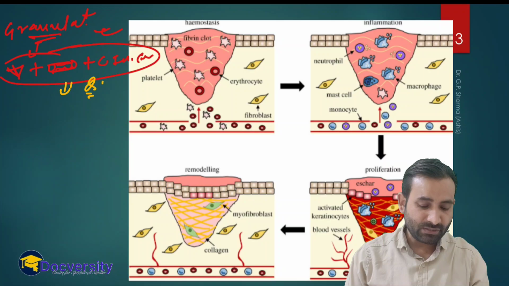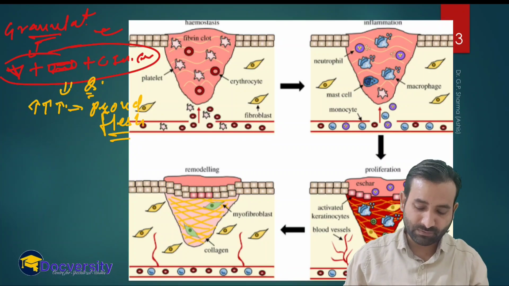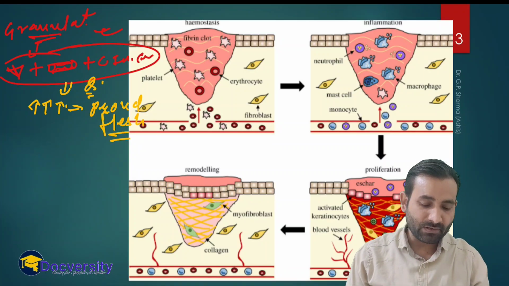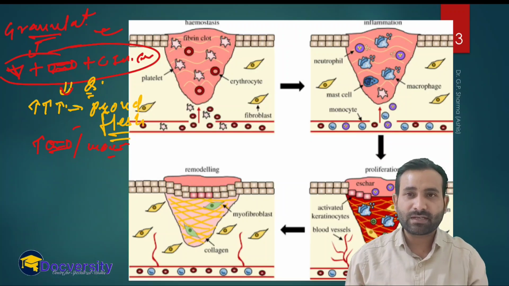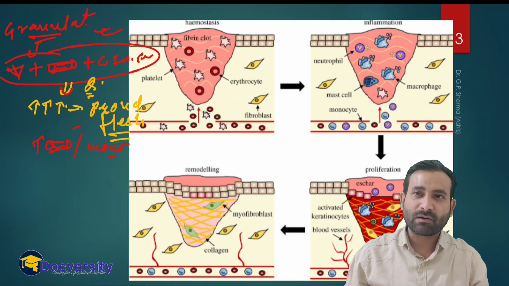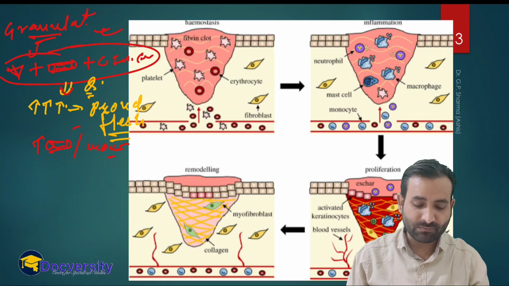If this granulation tissue is in excess, sometimes this is called the proud flesh. Proud flesh. I'll show you the picture of proud flesh. Why does this granulation tissue become excessive? Sometimes we may have excessive vascularity, blood flow becomes very much higher, or sometimes we may keep moving the wound, so that excessive granulation tissue formation occurs, which produces the proud flesh. I'll show you the picture of the proud flesh.